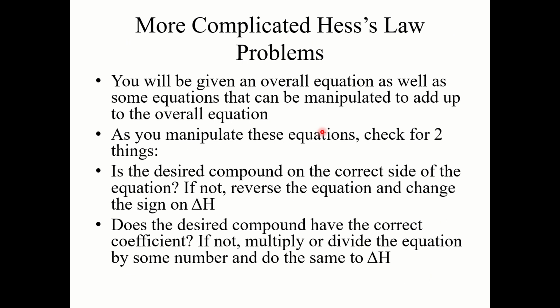A few tips about more complicated Hess's law problems. First, again, you will be given an overall equation as well as some equations that can be manipulated to add up to that overall target equation. As you manipulate the equations that you're given, you need to check for two things. First, is the desired compound on the correct side of the equation? If not, reverse the equation and change the sign on delta H. Second, does the desired compound have the correct coefficient? If not, you need to multiply or divide the equation by some number and do the same to delta H.